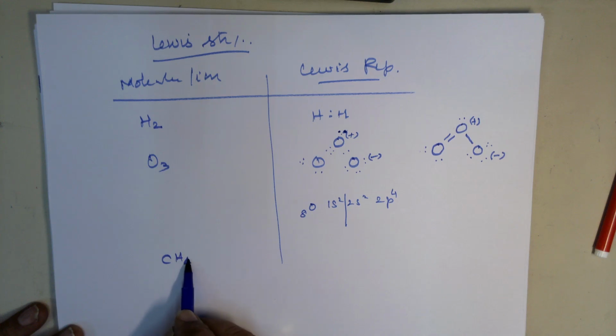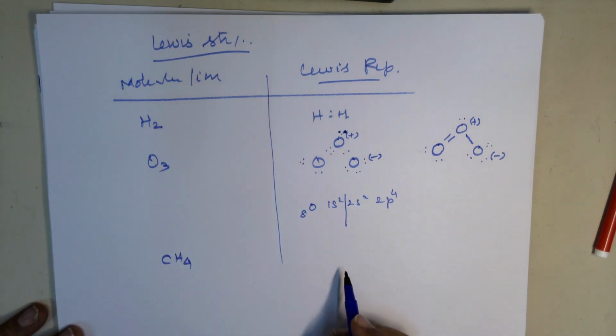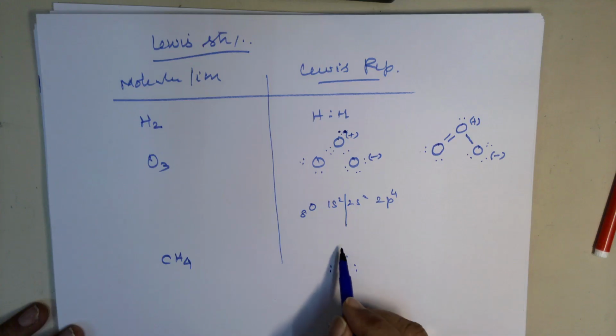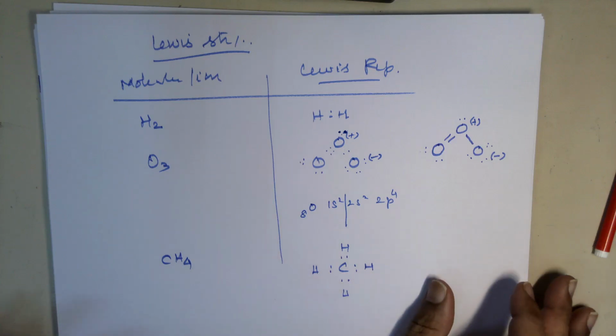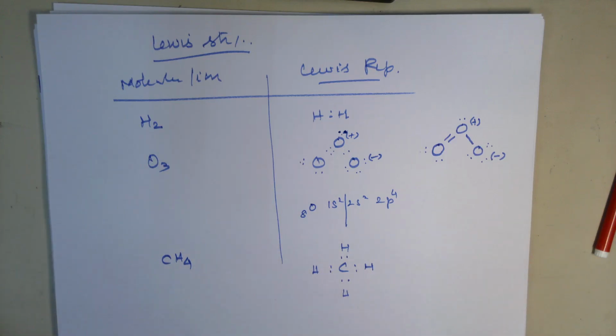Then CH4, methane. So for methane, it's very easy. 2, 4, 6, 8, hydrogen, hydrogen, hydrogen, hydrogen. So I have reproduced the complete list in our web notes. You can go through all those things.